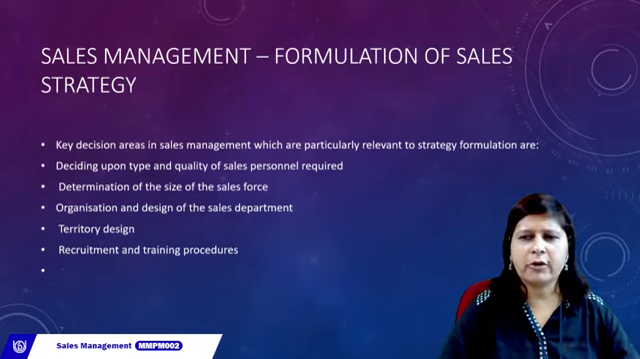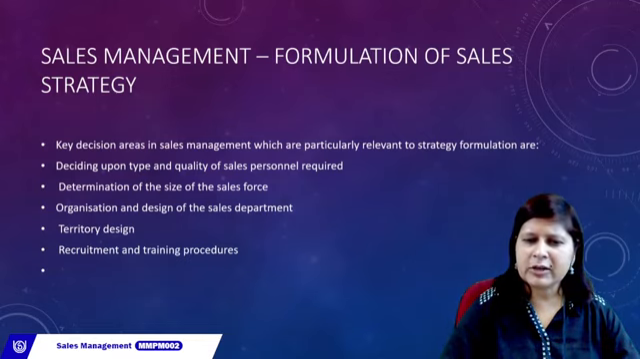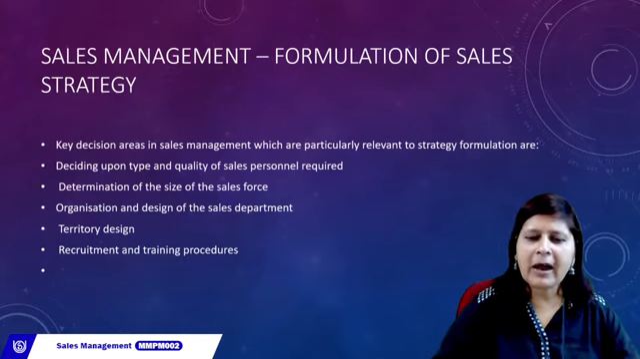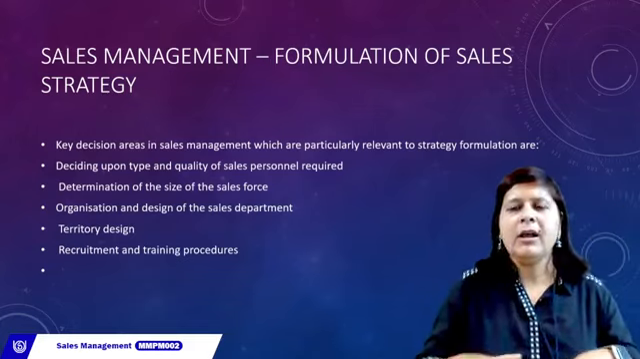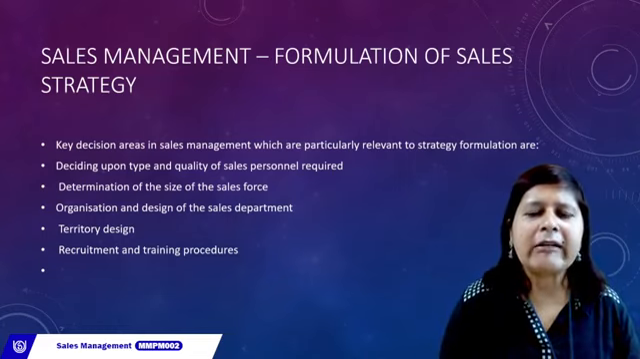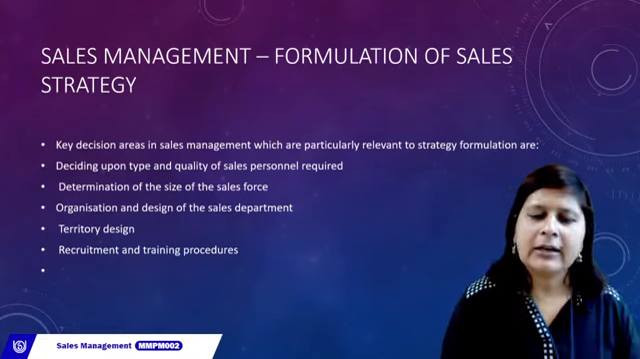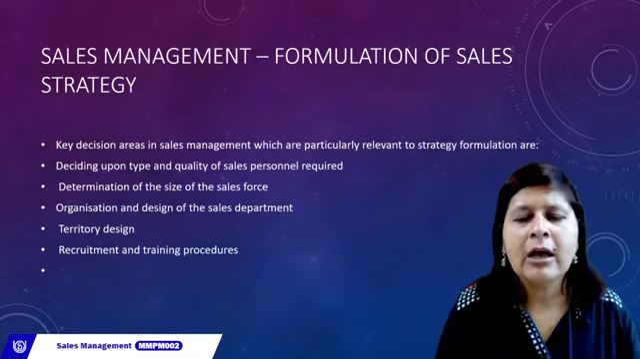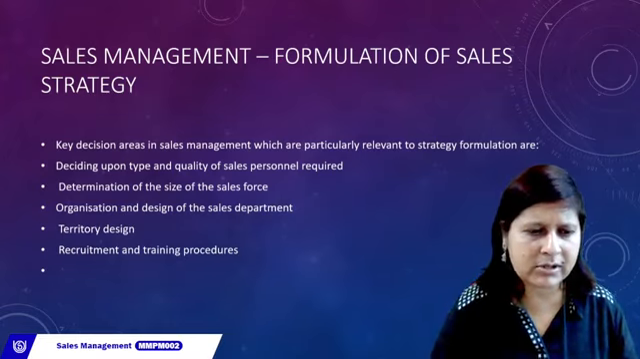Sales management, that is the formulation of sales strategies. A key decision area in sales management, which is particularly relevant for strategy formulation, is deciding upon the type and the qualities of sales personnel required. So what do sales strategies include? It includes placing the right person at the right place at the right time, that is staffing, right? Deciding on the type and the quality of the sales personnel required, what type of salesperson the company requires, and what should be the qualities of a salesperson.